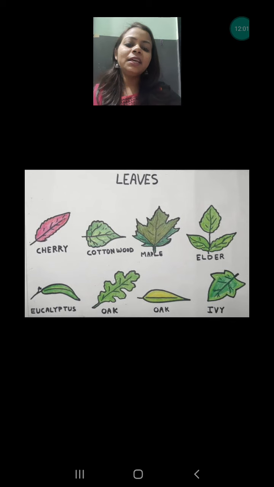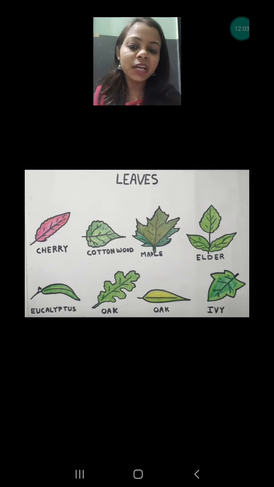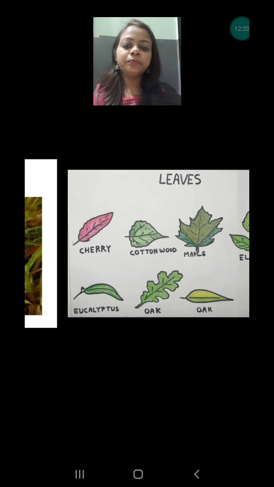So you can see these are the different shapes of the leaf. Okay, cherry leaf, cottonwood, maple, okay, ivy, oak, neem leaf. You can write your own examples also, whatever you are seeing around you, no problem. Okay, so these are the different shapes and sizes of the leaf.